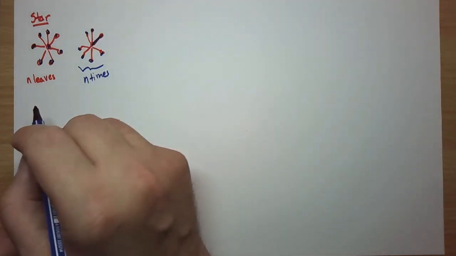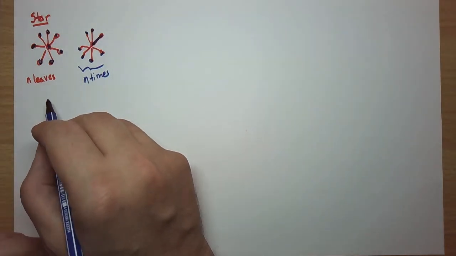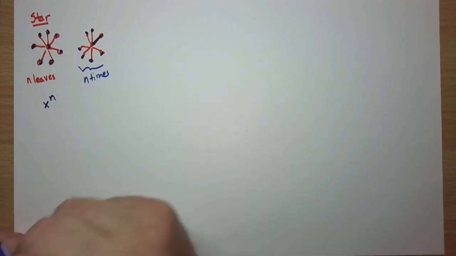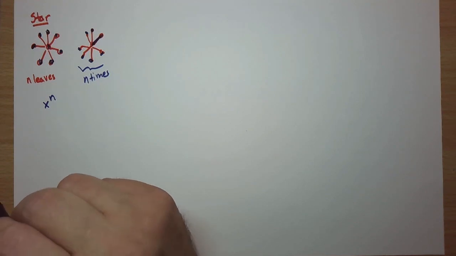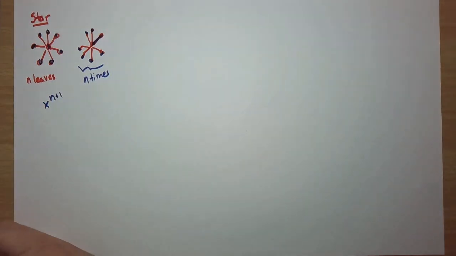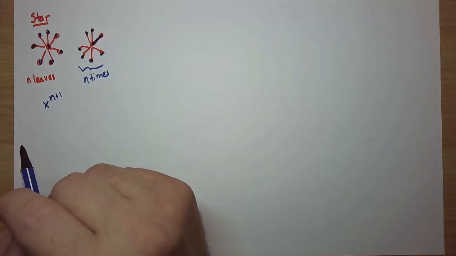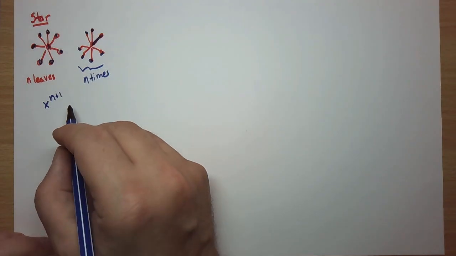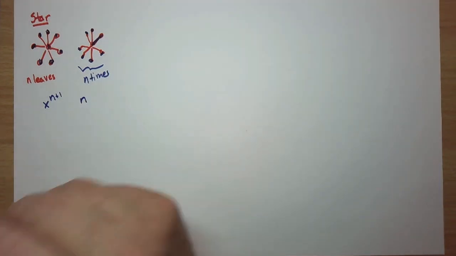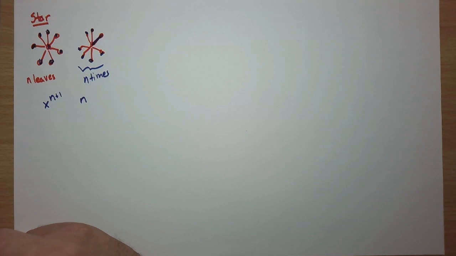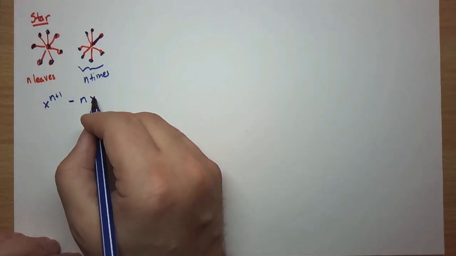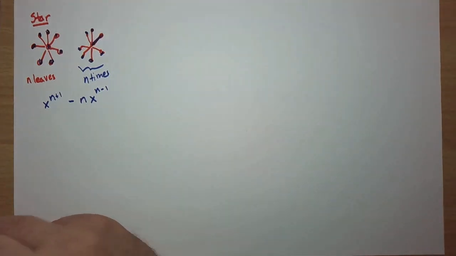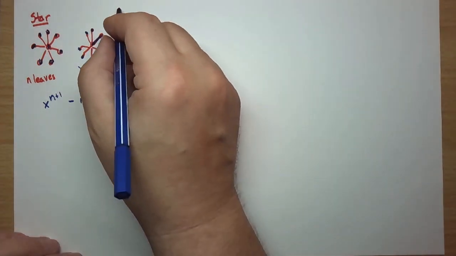So, what's the characteristic polynomial? X to the n plus 1. And then n times, there's n of them. It should be negative x to the n minus 1. And there we go. All right, well that one was easy.